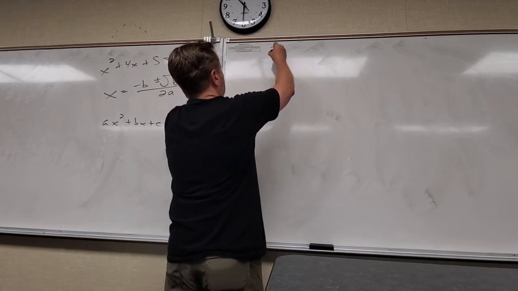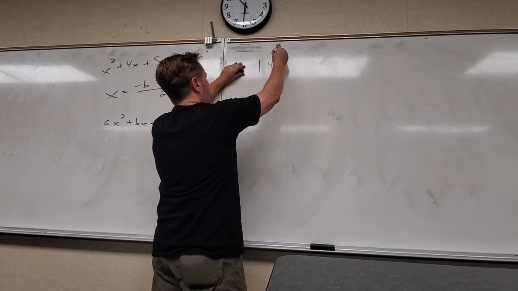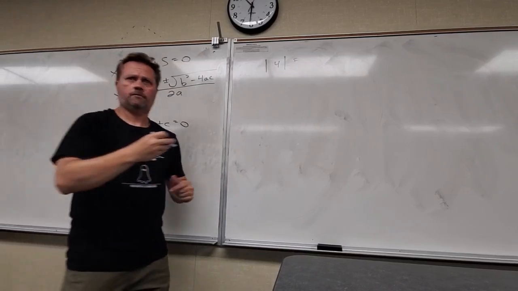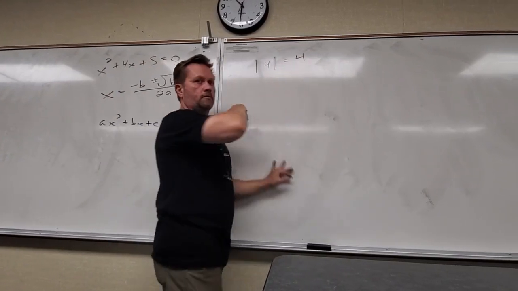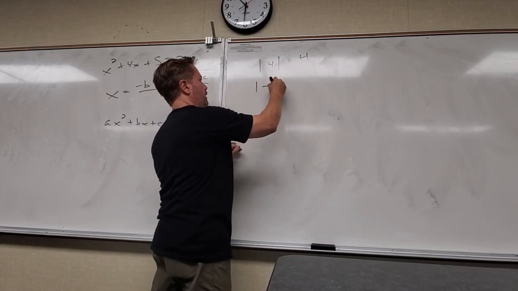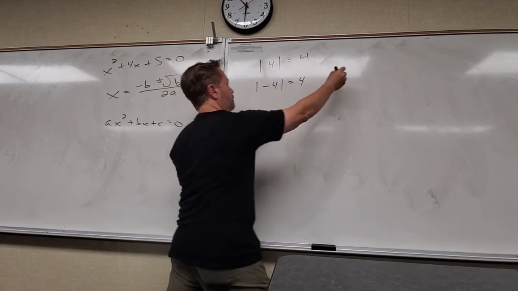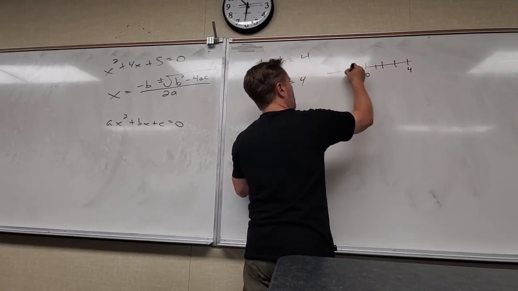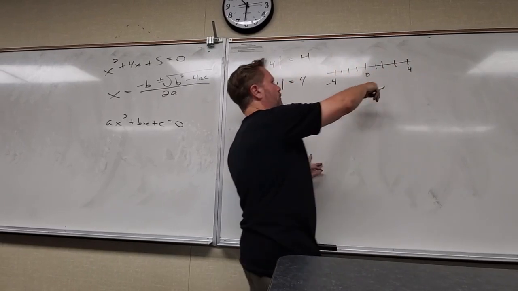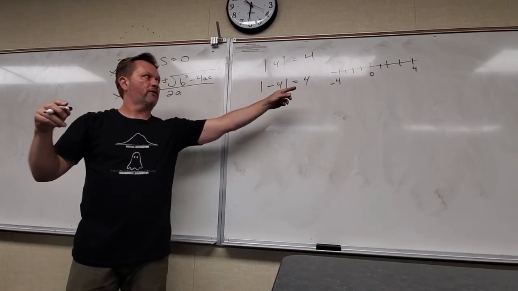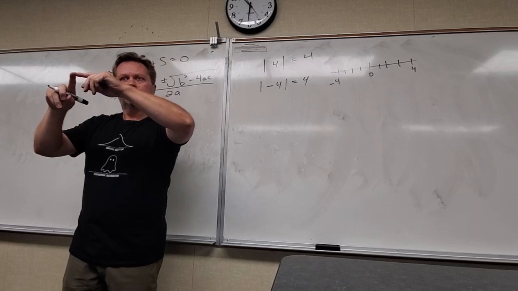With that said, what's the absolute value of 4? 4. Why? Because it takes 4 steps. Good. So what's the absolute value of negative 4? 4. So both of them are 4, because if I ask you how far away from 0 is 4, you'd say it's 4 steps away. How far away from 0 is negative 4? It's also 4 steps. Still 4 steps.